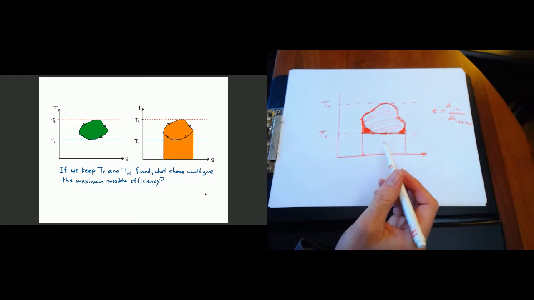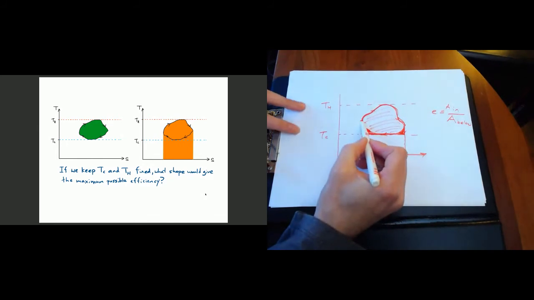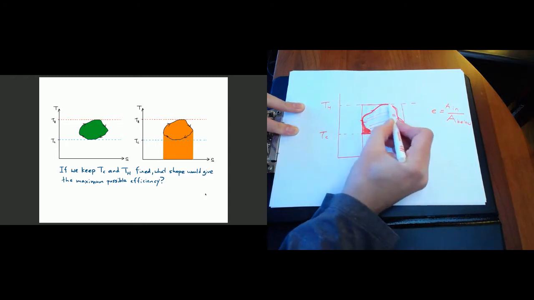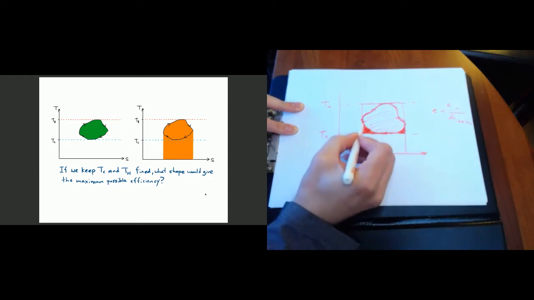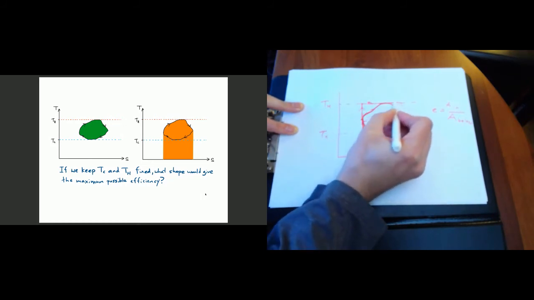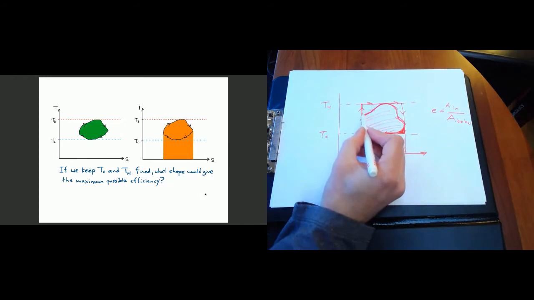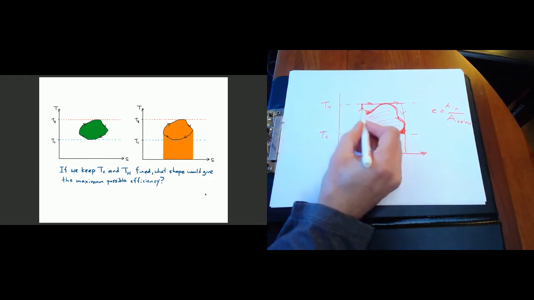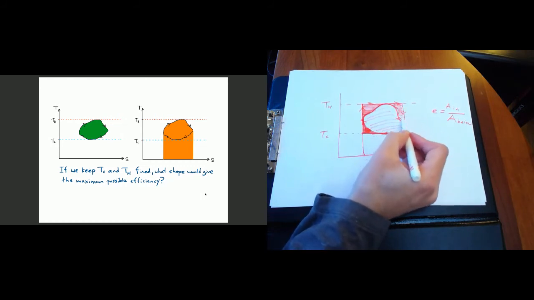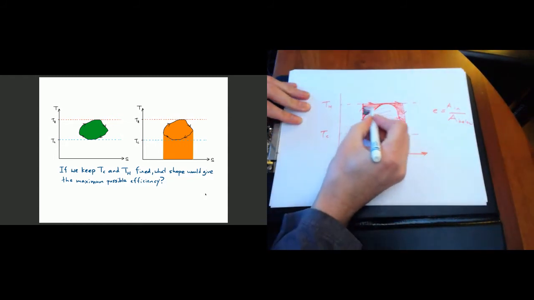Now, is there anything else we could do to increase this efficiency? It's not quite as obvious, but it's relatively easy to argue that if we also extend our cycle to be rectangular at the top, like this, then this also increases the efficiency. The reason is that it adds on this shaded area here. Maybe I should draw it in a different color. Let's make that top area shaded blue.